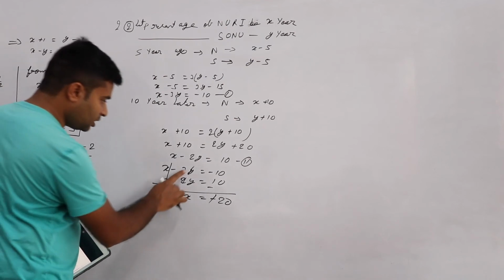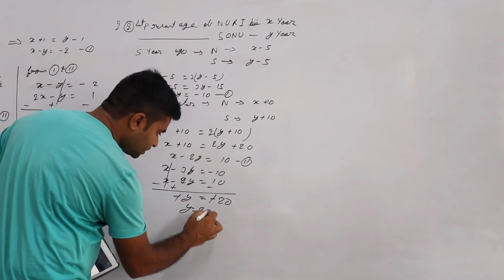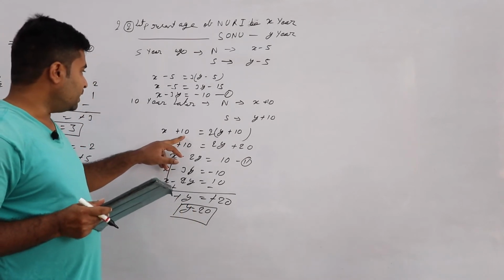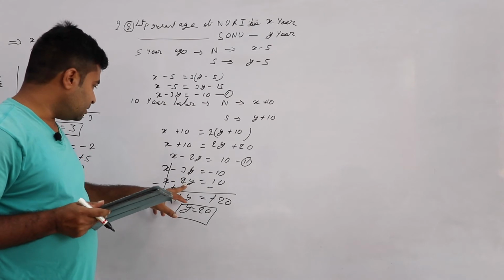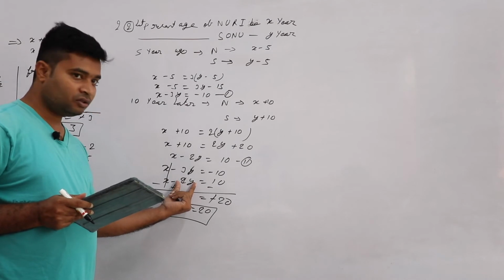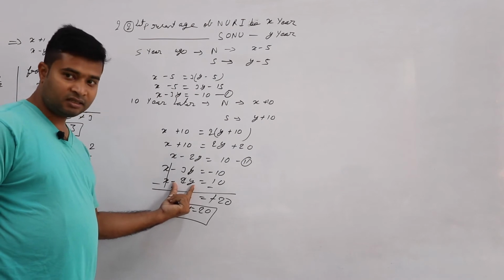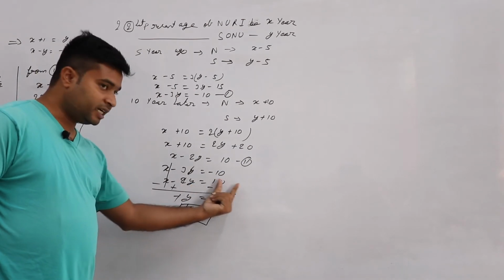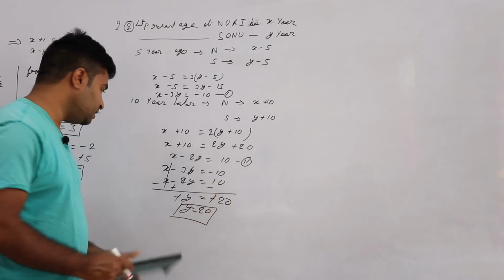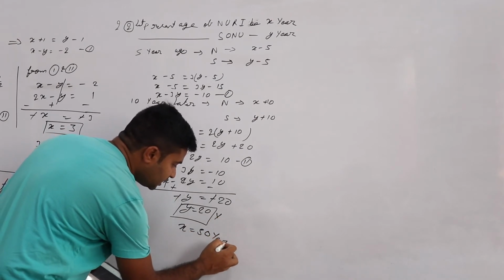Y is equal to 20. Yes, sir. If y is equal to 20, where is the equation here? Y is equal to 20. So 22 ja 40, this side minus 40, see very carefully, minus 40, minus this side plus 40. So plus 40 plus 10, plus 50. So x is equal to plus 50. So this much year, this much year.